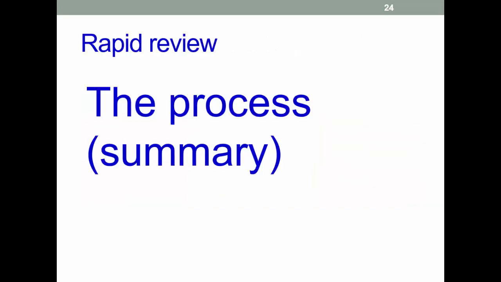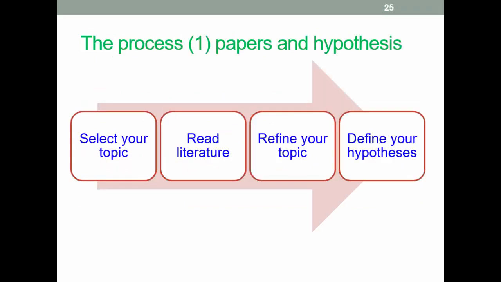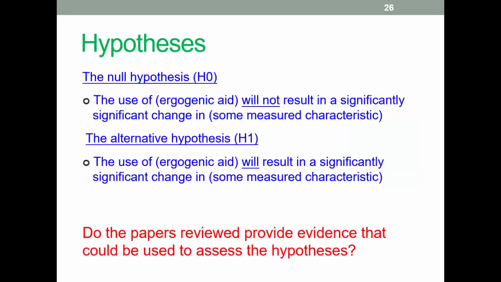Okay, so we'll now finish with an overall review of the process. We've talked about the bits and pieces. We'll now put them in the order in which you would do them. So, phase 1 is choosing papers and defining your hypothesis. And we'll talk about hypothesis in the next couple of slides. Select your topic, read the literature, refine your topic, and define your hypothesis.